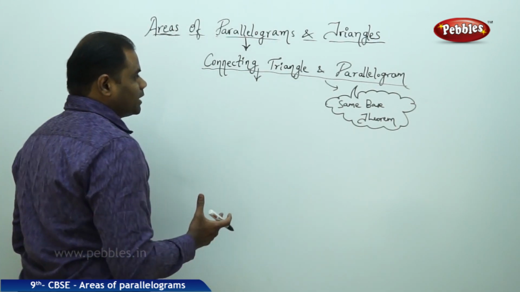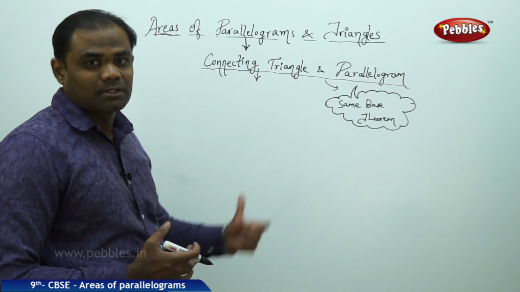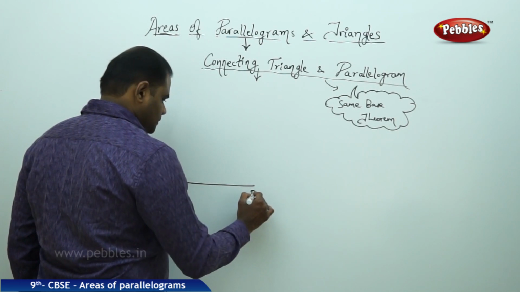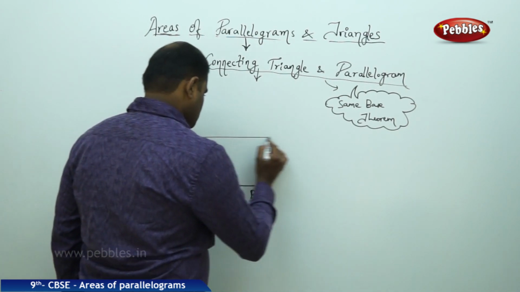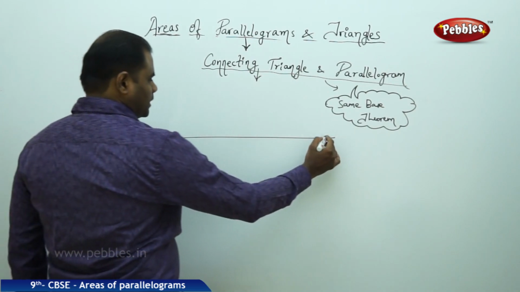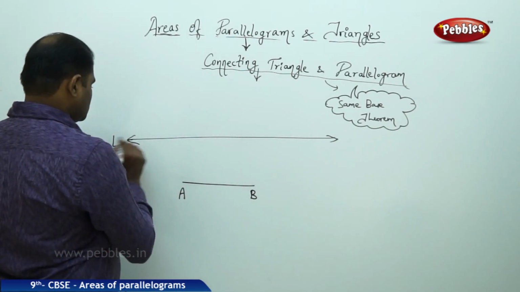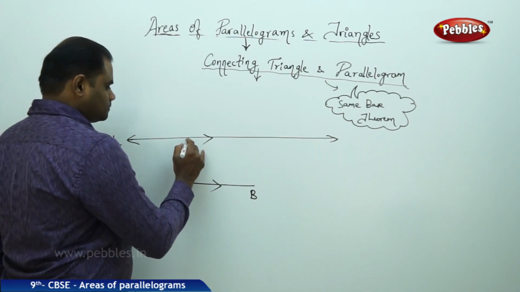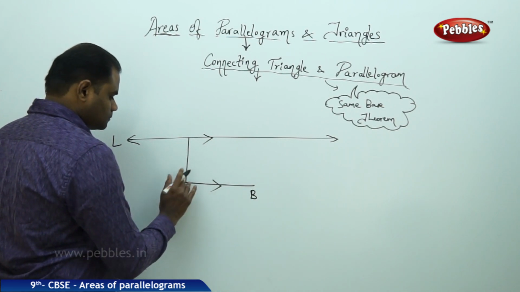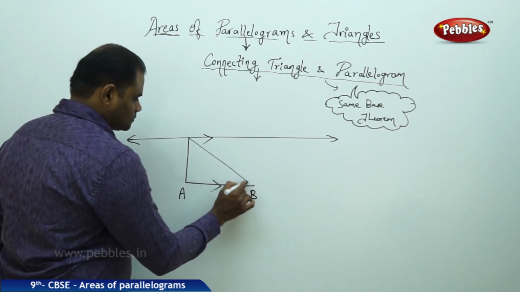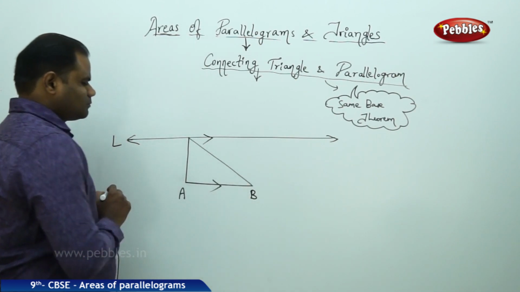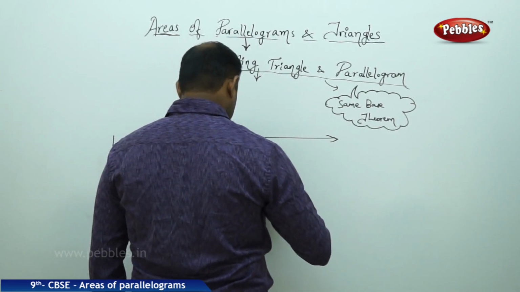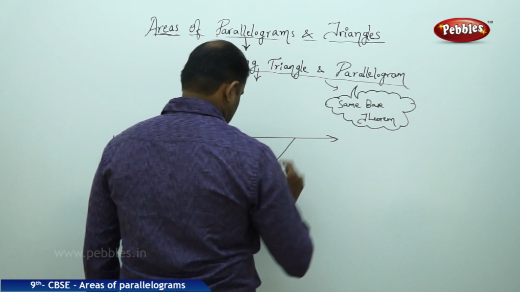So a triangle and parallelogram on the same base and between same parallels is understood as the common base AB and the parallel line L which is parallel to this. And say I have a triangle out here, and next I have a parallelogram out here.